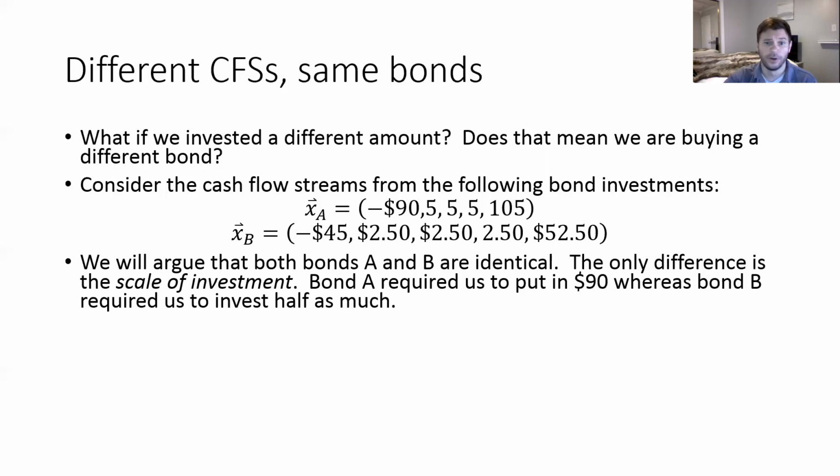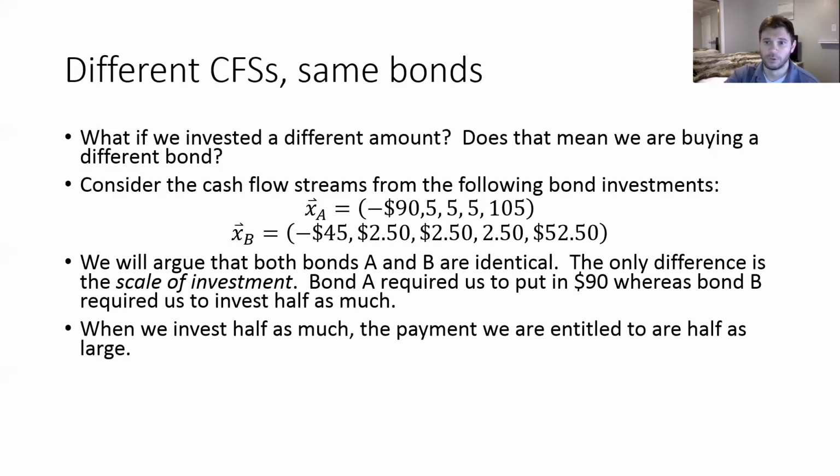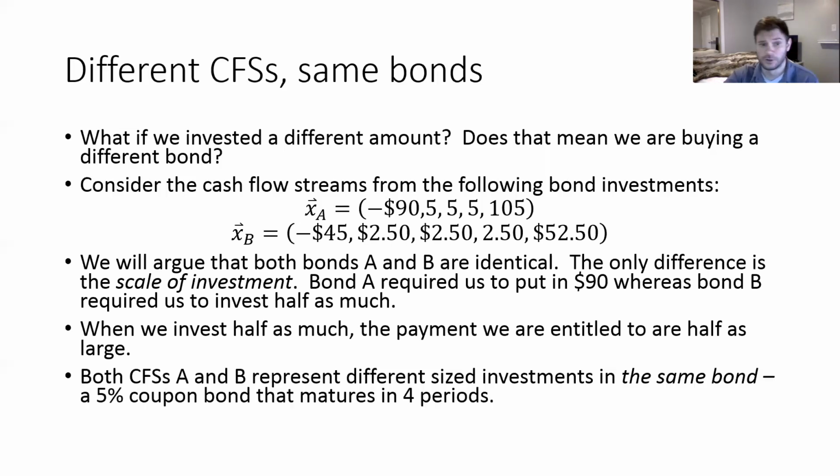So I'm going to argue here that both of these bonds are actually identical. The only difference is in one case, we invested $90 into that 5% 4-year bond. And in the other case, we only invested $45 into that 5% 4-period bond. So when we invest half as much, it should make sense that the payment stream we're entitled to is going to be half as large. And so both cash flow streams A and B represent different size investments in the exact same bond, a 5% coupon bond that is maturing in 4 periods.